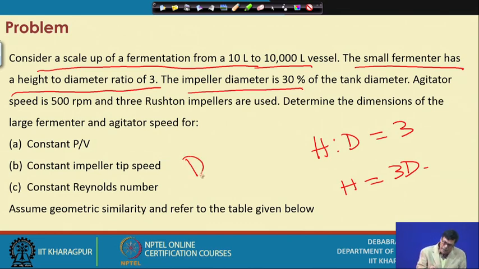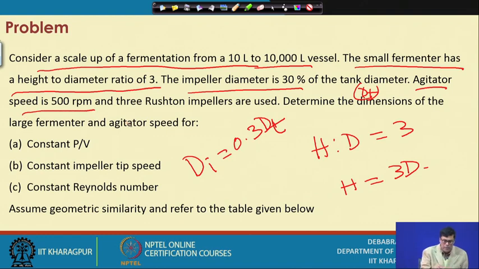We can write the impeller diameter is 30% of the tank diameter. That means DI, the impeller diameter, is 30%, and 30% means 0.3. If we say that DT is the tank diameter, then we can write DI equal to 0.3 into DT. The agitator speed is 500 RPM and 3 Rushton impellers are used, and this Rushton impeller looks like this.